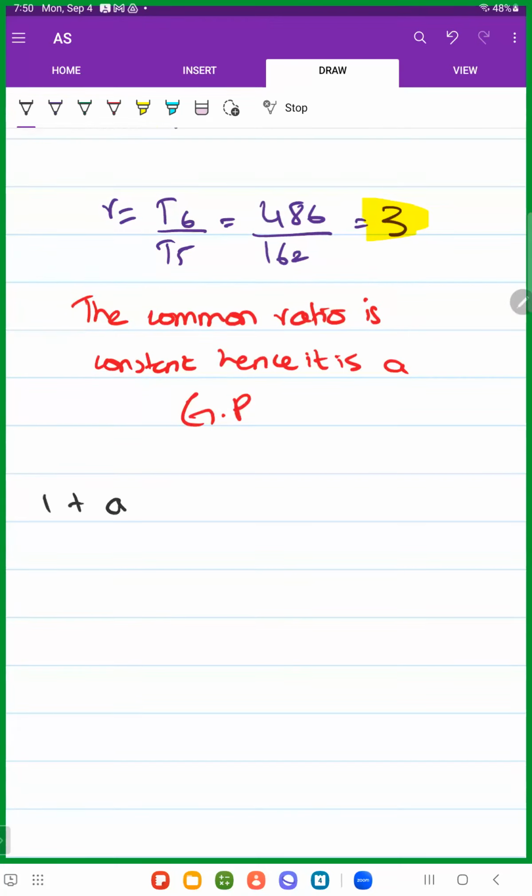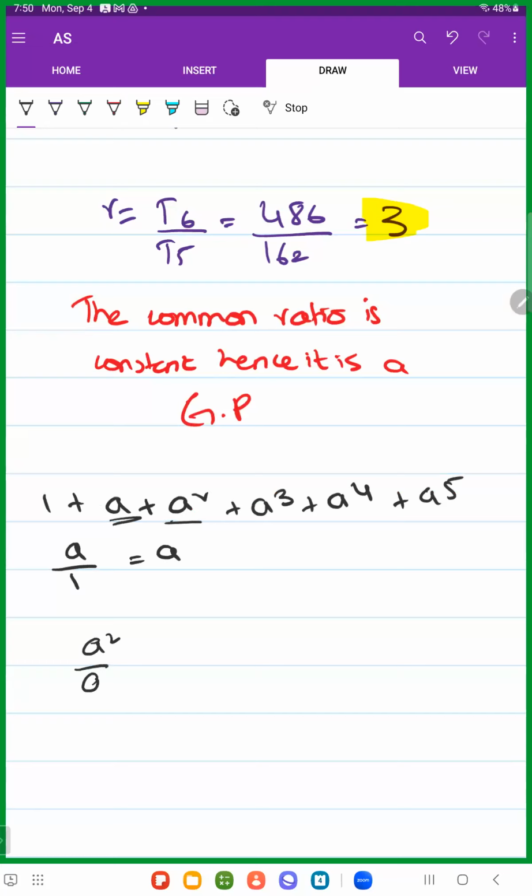1 plus A plus A squared plus A cubed plus A to the 4 plus A to the 5. So when you divide A by 1, you get A, right? You don't get 1. Even if I divide A squared by A, what would I get? A, right? So the common ratio is A. Right, miss. Okay.